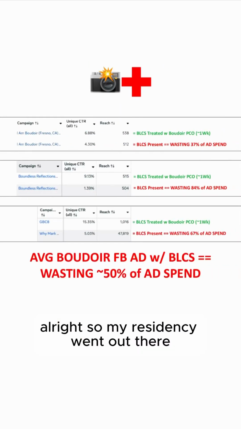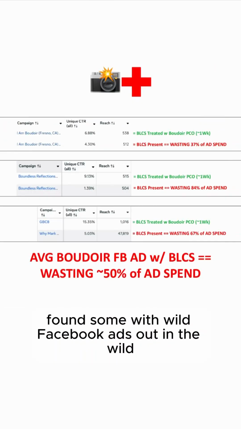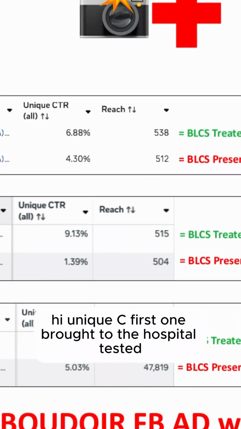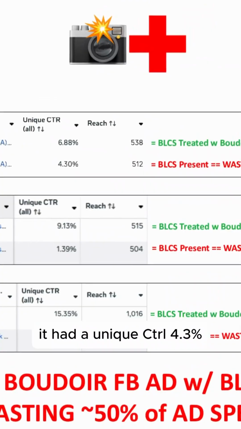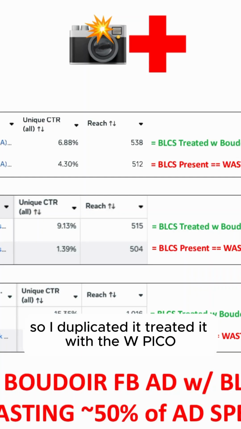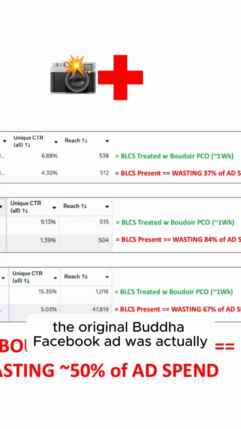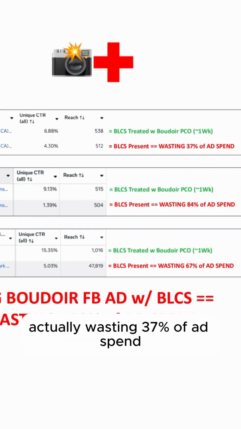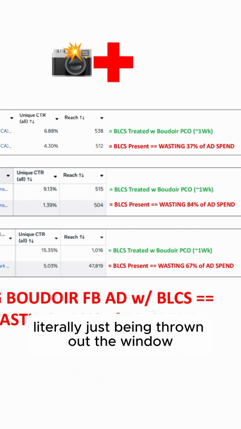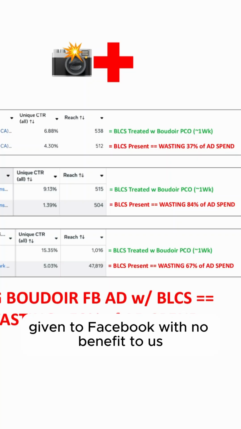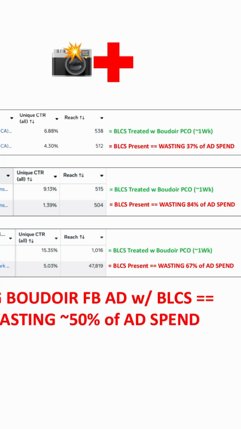All right, so in my residency, I went out there, found some Boudoir Facebook ads out in the wild. The first one, I brought it to the hospital, tested it, had a unique CTR of 4.3%. So we know BLCS is present. So I duplicated it, treated it with Boudoir Pico, took about a week, and got the unique CTR up to 6.88%. So we found out the original Boudoir Facebook ad was actually wasting 37% of ad spend, literally just being thrown out the window, given to Facebook with no benefit to us.